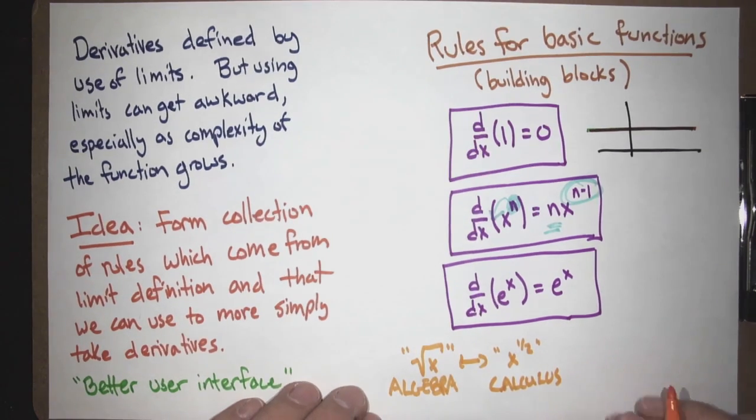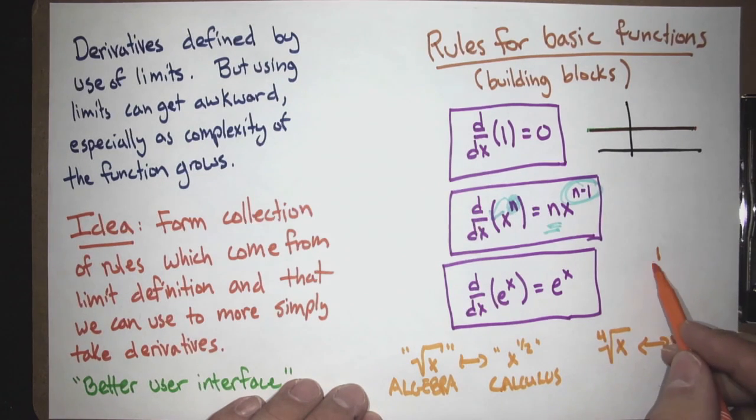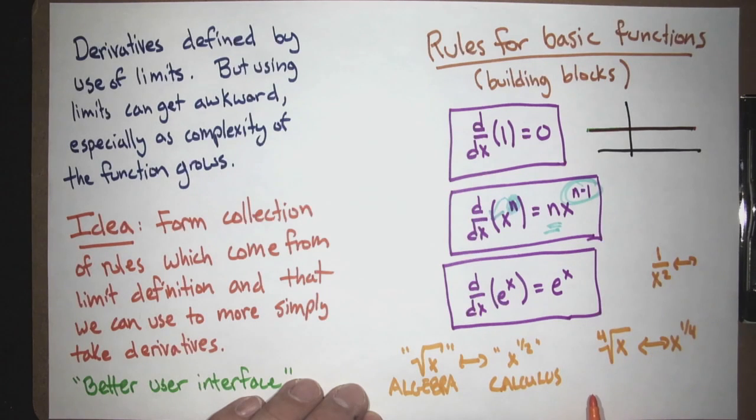A couple of other things you might see. You might see something like, let's say, 4. What does that mean? Yeah, x to the 1/4. So this is the 4th root of x. You might see something like 1 over x squared. What will that become? X to the -2. So you want to be able to put things into the rule.